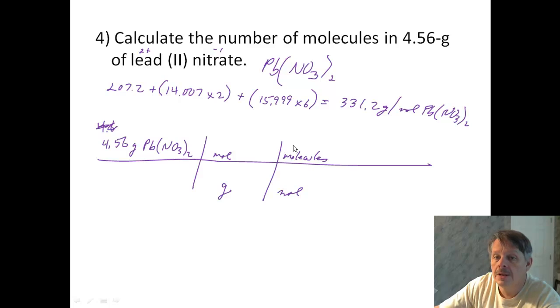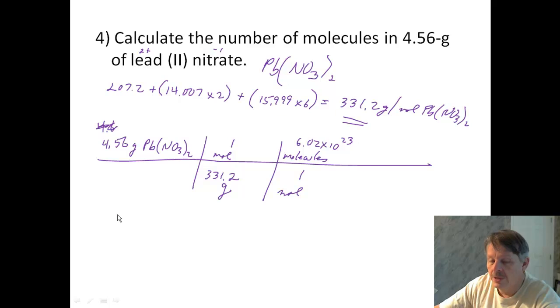Well, I know that there are 6.02 times 10 to the 23rd molecules in 1 mole. And the 1 mole is a certain number of grams, and I've calculated that up here, so it's 331.2 grams. When I multiply and divide everything, I come up with 8.29 times 10 to the 21 molecules.